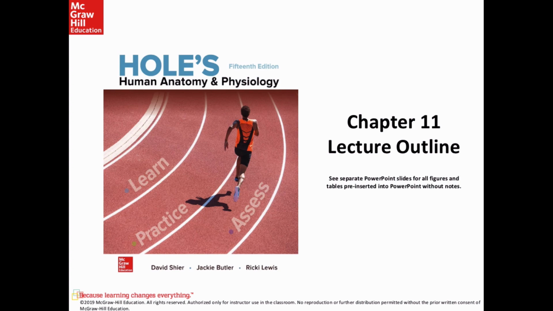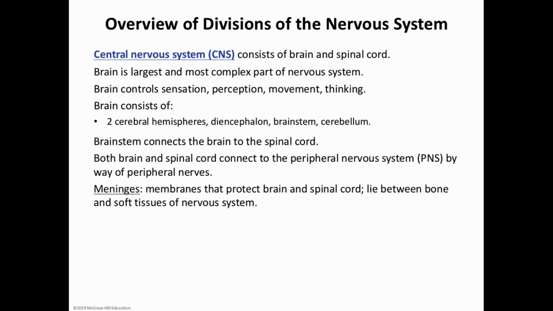So let us begin. Keeping in mind the central nervous system consists of both the brain and spinal cord. The brain has been described as a ball of neurons. It's the largest and most complex part of the nervous system. It takes care of many aspects of physiology, meaning it takes in things such as sensation, perception, movement, and thinking. It controls, of course, everything about homeostasis by the hypothalamus.